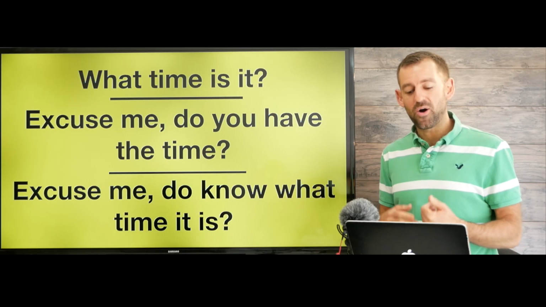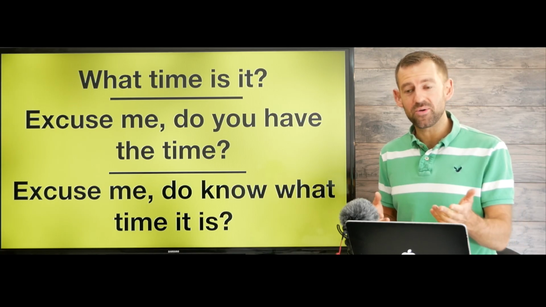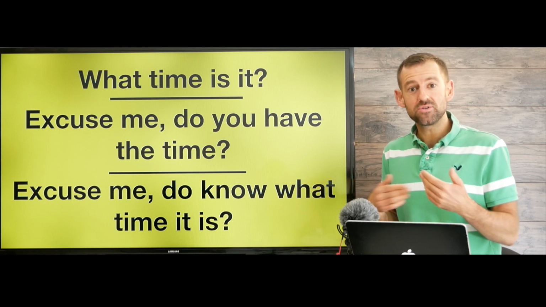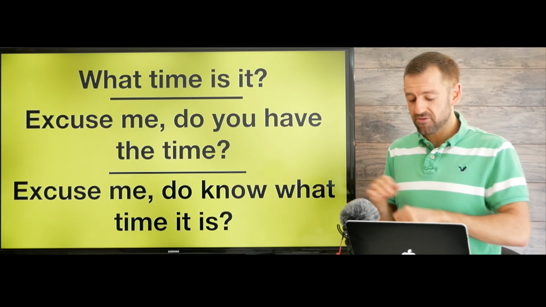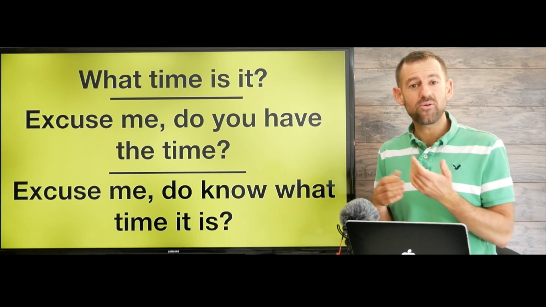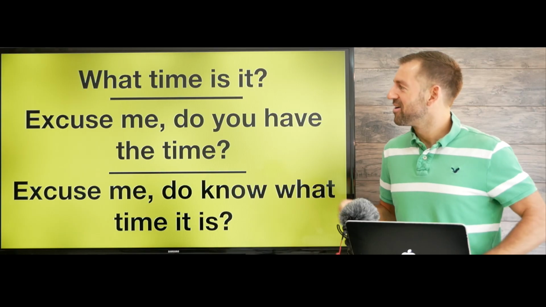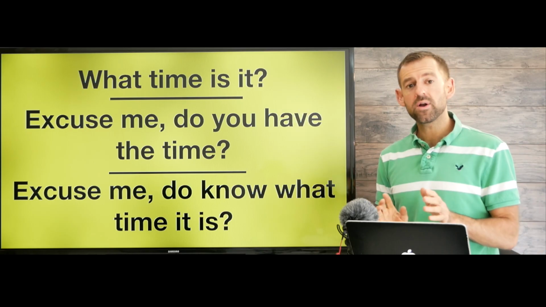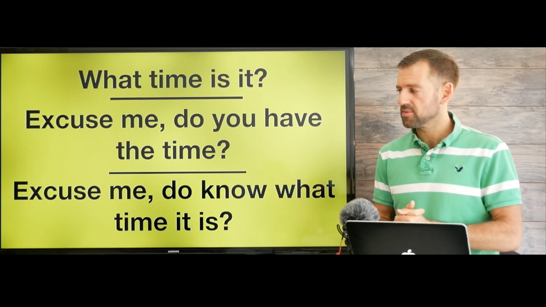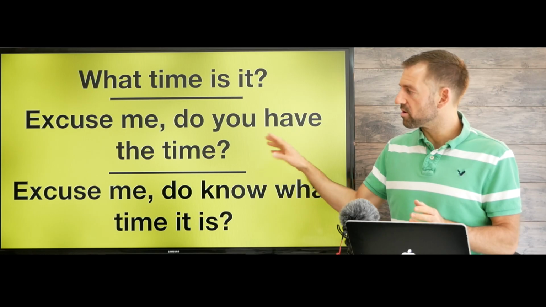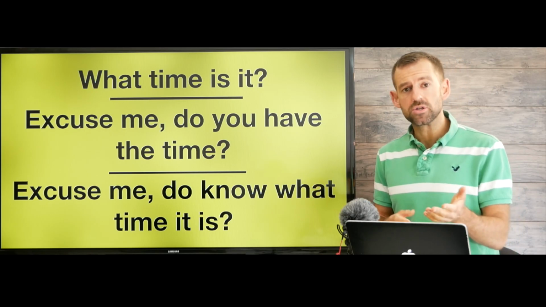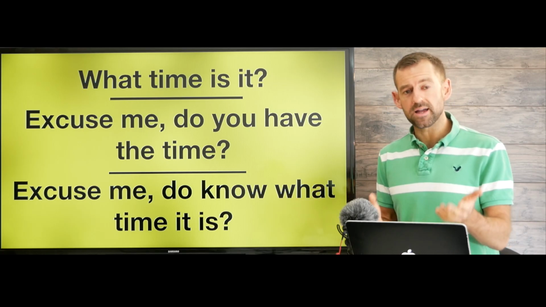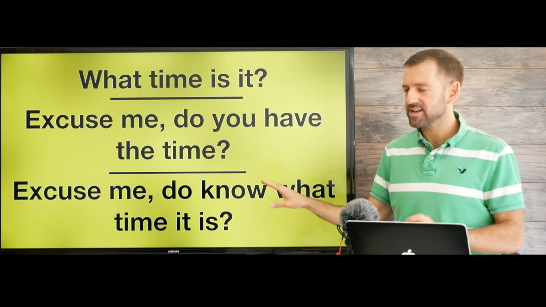All right, so one really important thing that you need to know is how to ask for the time. If you don't know what time it is, you need to ask someone for it. Like for me, I never wear a watch, so I always have to ask other people for the time. The most common way to do it is just to say, what time is it? But if you want to ask a stranger for the time, then you should say one of these. You should say, excuse me, do you have the time? Or, excuse me, do you know what time it is? So that's how you ask for the time.